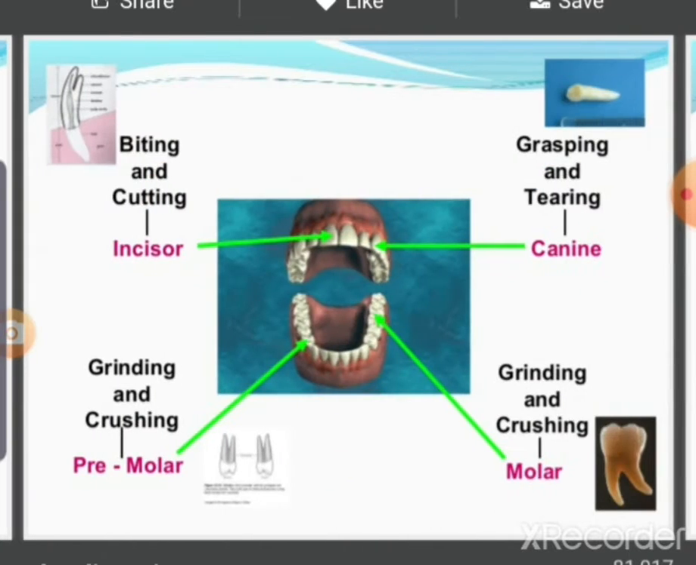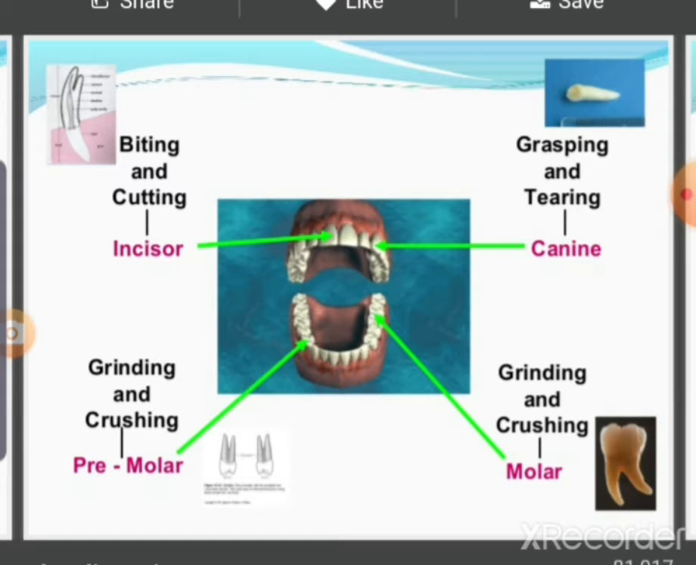So what is the function of these different types of teeth? As we have different types of teeth, meaning different shapes and sizes, humans are known as heterodonts. Hetero means different types of teeth. Okay, so what is the function of these teeth?